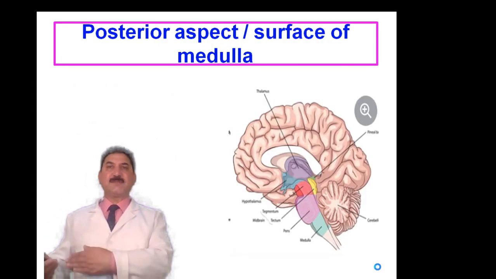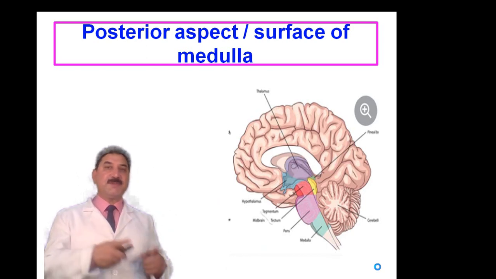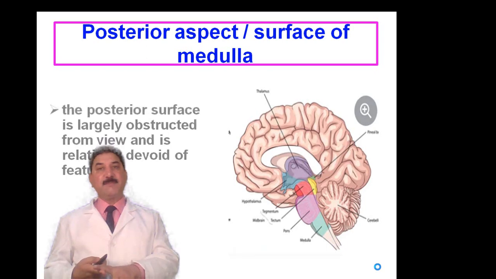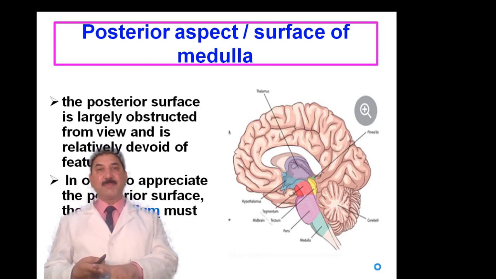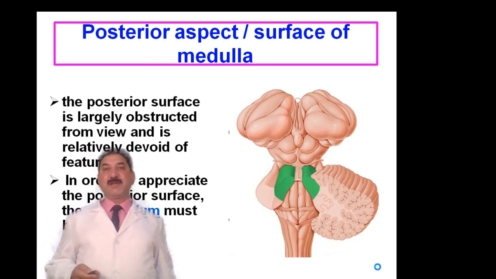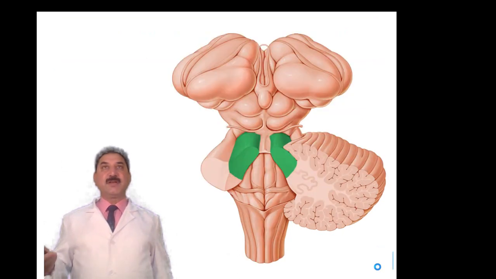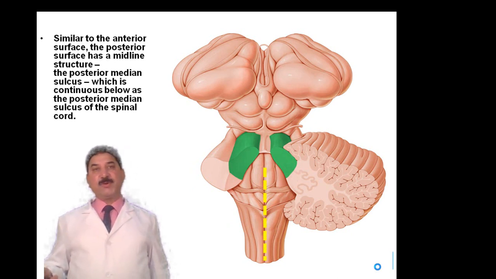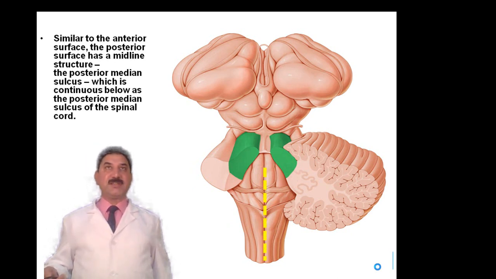If we go to the posterior surface of the medulla oblongata, this surface is not visualized unless we remove the cerebellum, as shown in this diagram. Now, if we take out the cerebellum, the posterior surface of medulla oblongata becomes visible. It is divided into two parts: closed part and open part. The closed part is the lower part where there is a central canal, and in the open part there is no central canal.